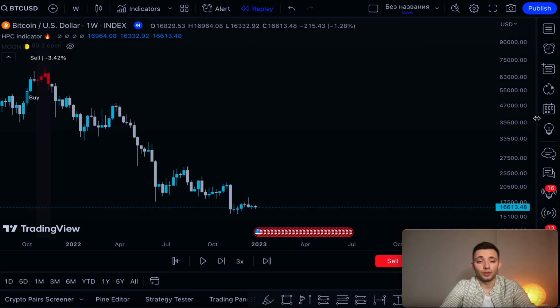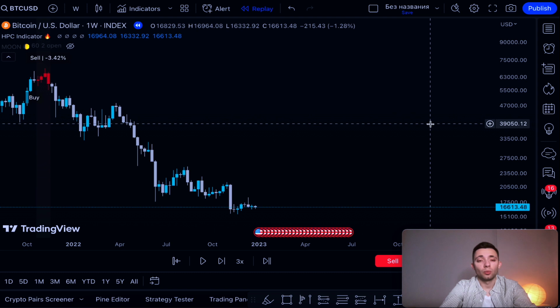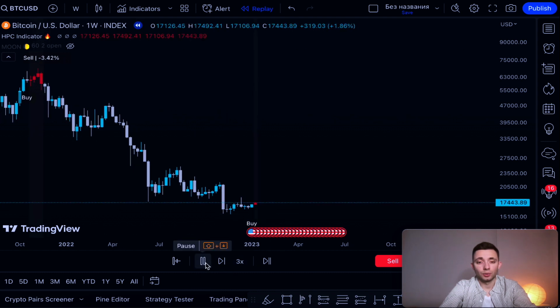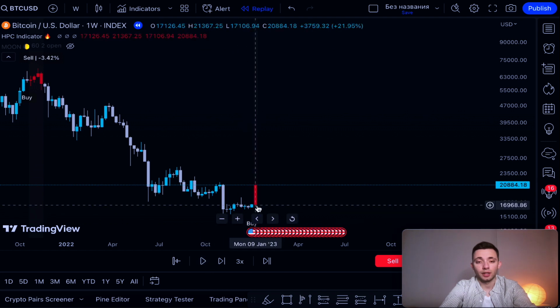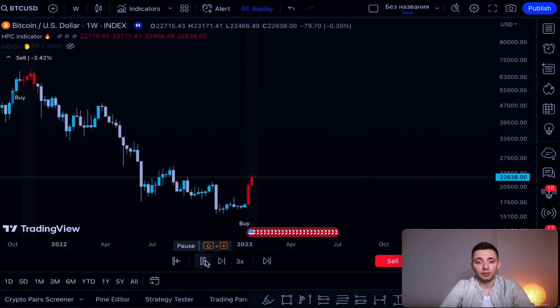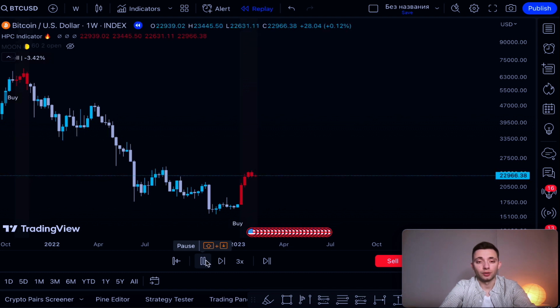For this, you would need to use the same chart we had for Moon. You would need to use the index chart. Let's see how the position opening looked in December 2022, January 2023. So this is how the buy signal appeared, and after that Bitcoin started rising in January 2023. After that, we also saw Bitcoin rising.